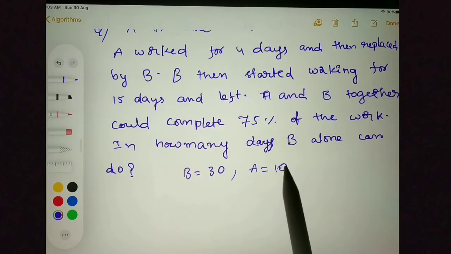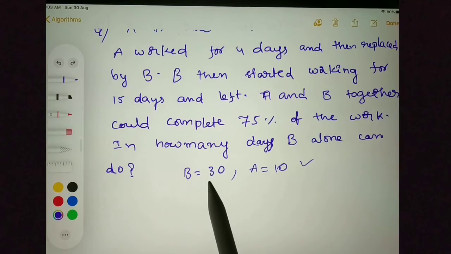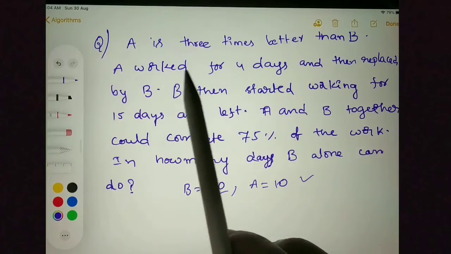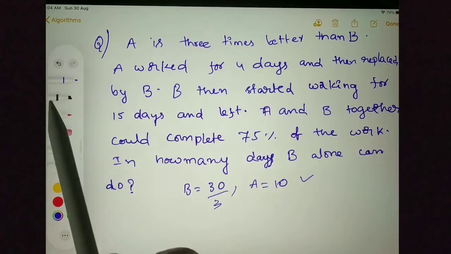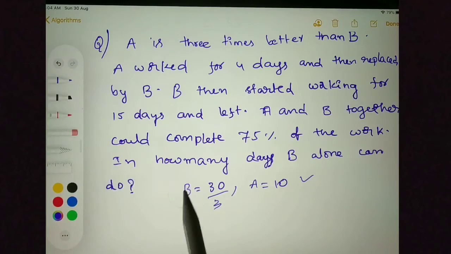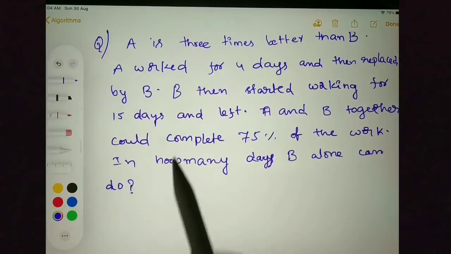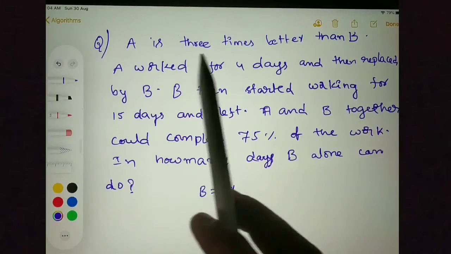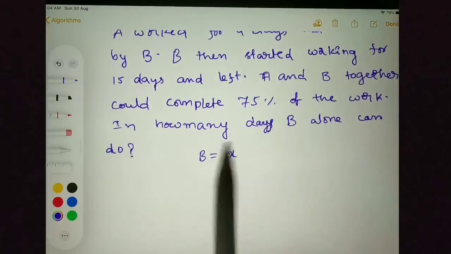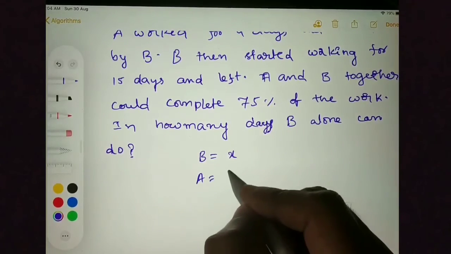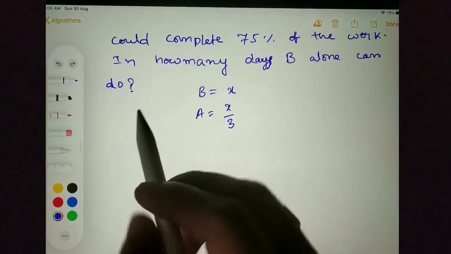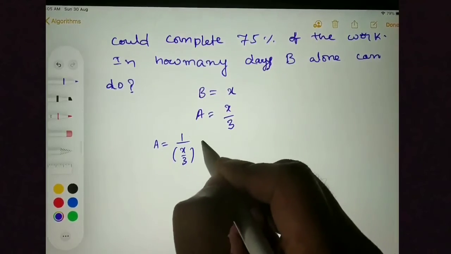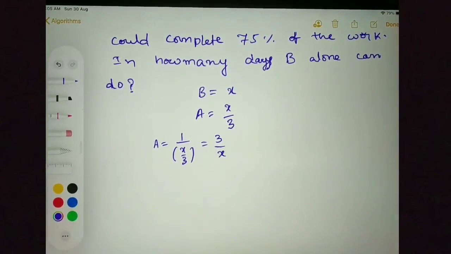How did we get 10 here? We have divided 30 by 3. Because in how many days B can complete the task is not given, I am assuming B can complete the task in X days. And A is 3 times better than B, so A can complete the task in X by 3 days. And A's 1 day's work will be 1 by X by 3, that is 3 by X.